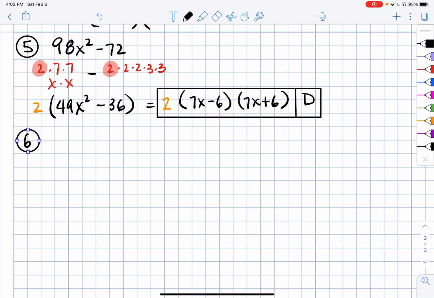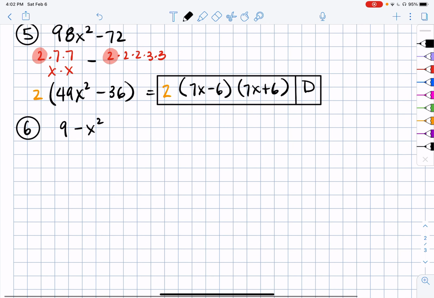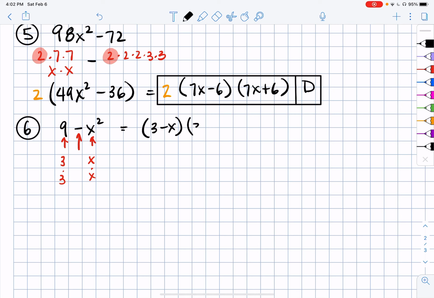All right, number 6 says 9 minus x squared. Okay, same idea. GCF, there is none. So the question is, is it a difference? Yes. How do I get 9? 3 times 3. How do I get x squared? X times x. Okay, so that means this is going to equal 3 minus x and 3 plus x.